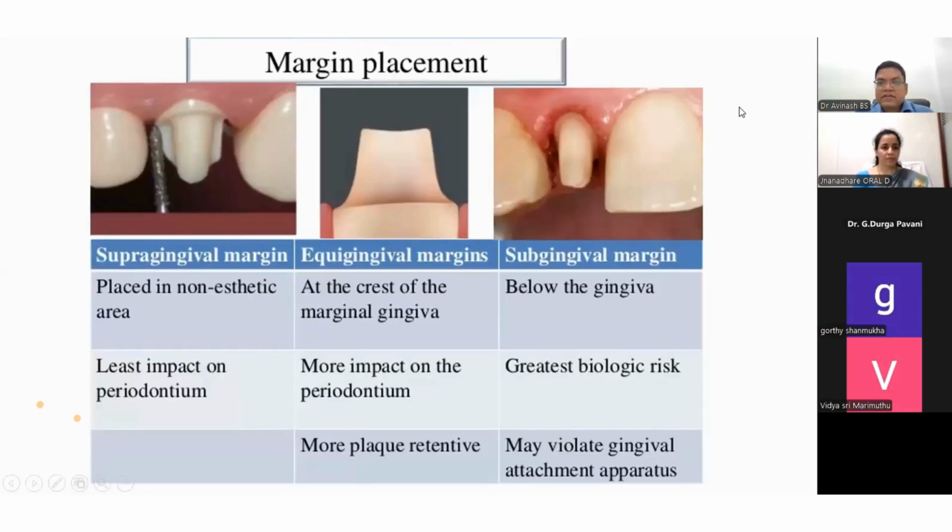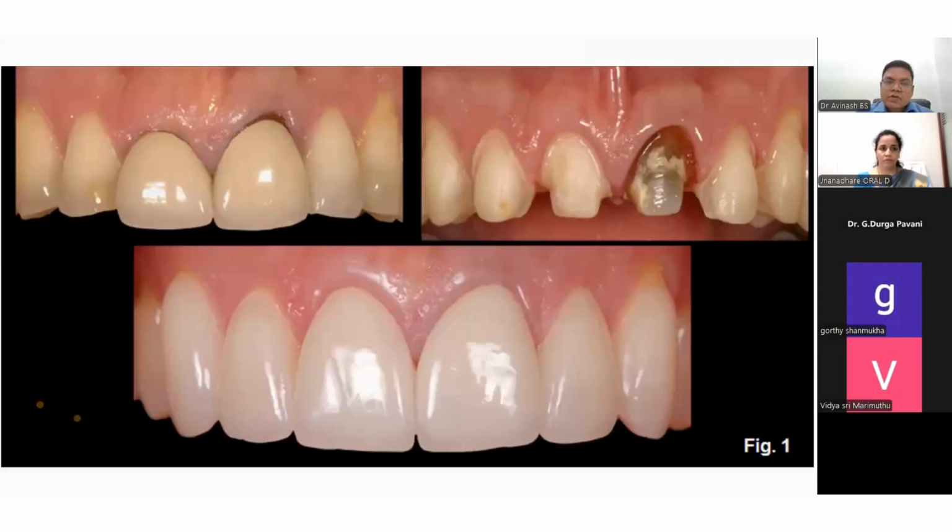So as we see here in this slide, supragingival margin has least impact on periodontium, whereas equigingival has some impact compared to supragingival margin. But if you have to do it subgingivally, then it has a greater risk of encroaching the biological width. As you see here, what happens if you encroach the biological width? It may lead to recession later on, maybe after 2-3 years, or there might be pocket formation, and then periodontal disease will progress.